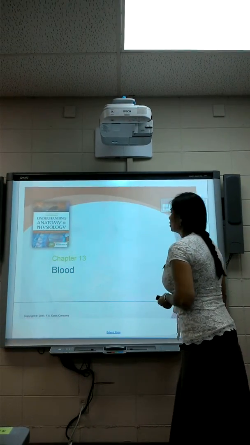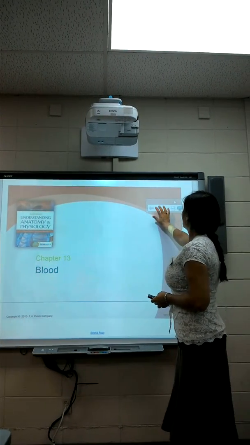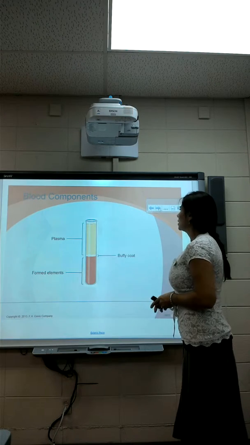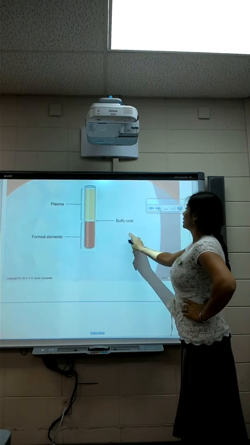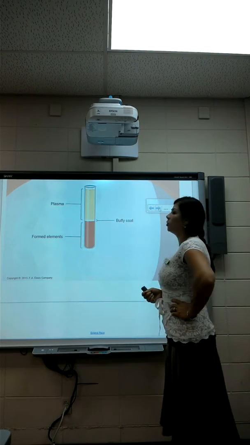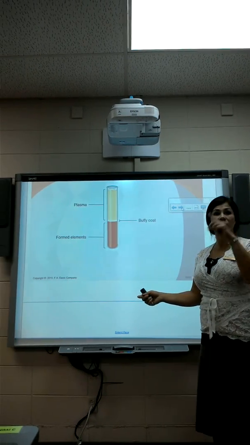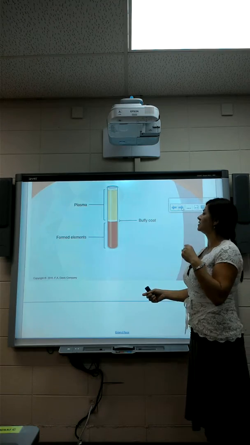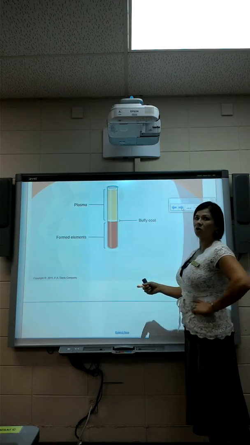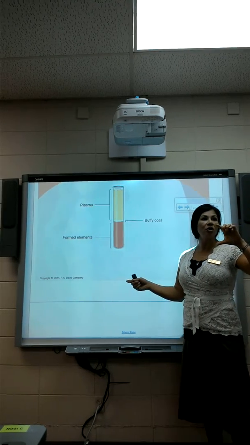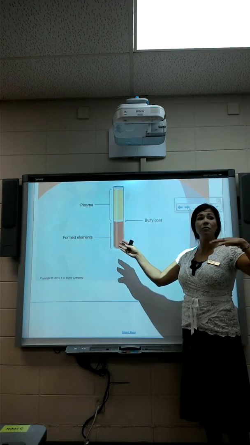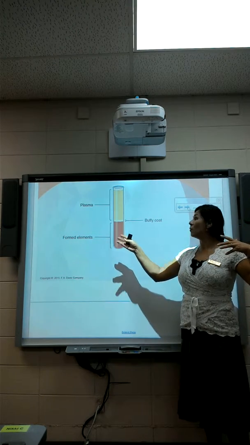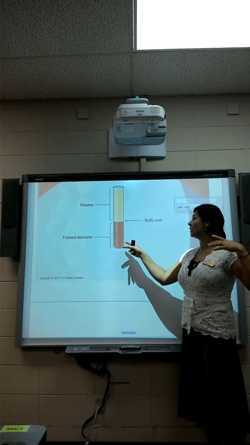Okay guys, chapter 13 in your A and P, looking at blood. When you take or give blood, they'll put it through a centrifuge, so they'll spin it really fast, or you can put it in a test tube and just leave it. As long as they have things in it that keep the blood from clotting, you can see it separate like this.